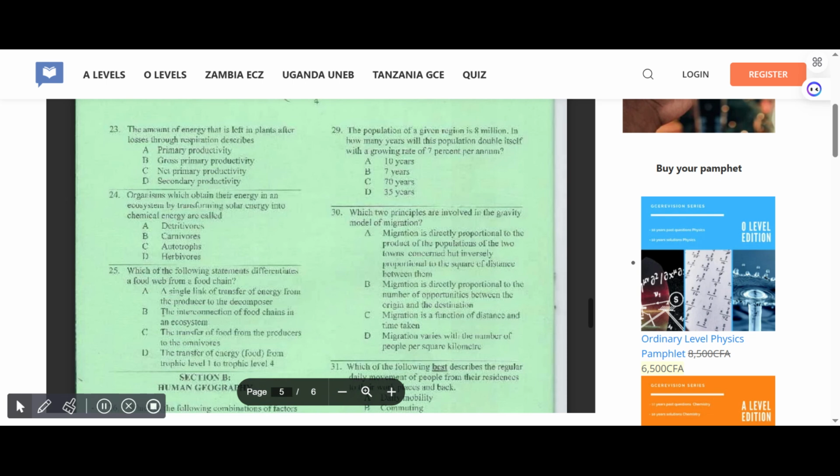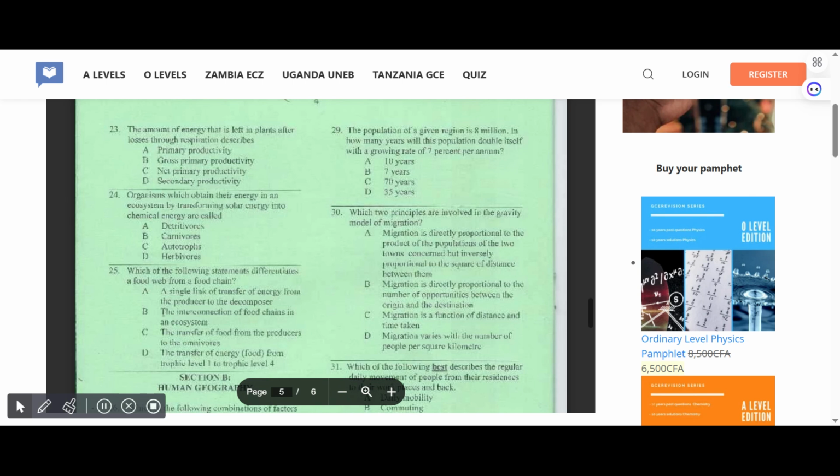The amount of energy that is left in plants after losses through respiration describes. Correct answer is B, which is gross primary productivity. Organisms which obtain their energy in an ecosystem by transforming solar energy into chemical energy are called. Correct answer is C, which is autotrophs.